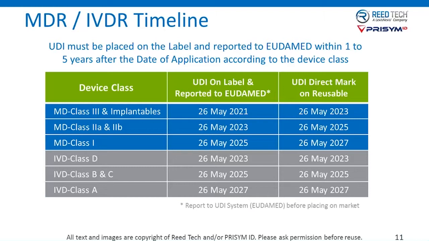Depending on the risk category of the devices, you have between 1 and 5 years after the date of the laws becoming applicable to get those devices registered into the UDI, and so you can place them on the market.